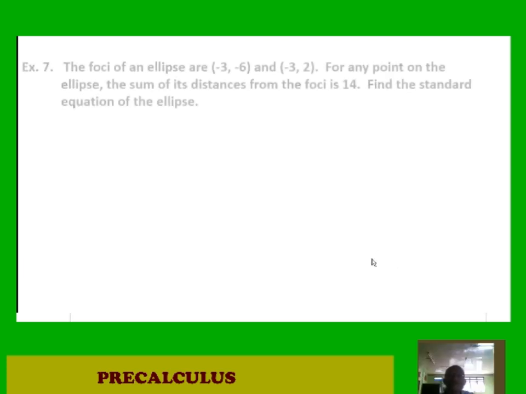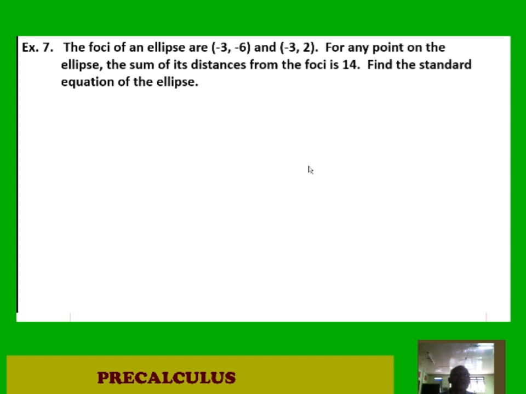Our next sample. The problem: the foci of an ellipse are (negative 3, negative 6) and (negative 3, 2). For any point on the ellipse, the sum of its distances from the foci is 14. Find the standard equation of the ellipse. Okay, let us plot first the foci on the coordinate system, with their coordinates.